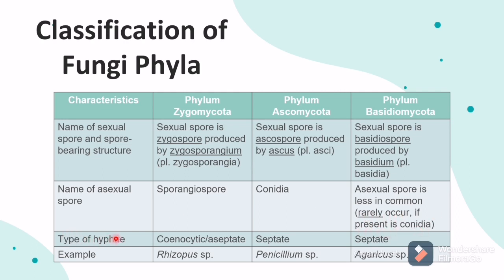Next, type of hyphae. For phylum Zygomycota it is coenocytic or aseptate. For phylum Ascomycota and phylum Basidiomycota, the type of hyphae is septate. The example of phylum Zygomycota is Rhizopus species. For phylum Ascomycota it is Penicillium species. For phylum Basidiomycota it is Agaricus species.